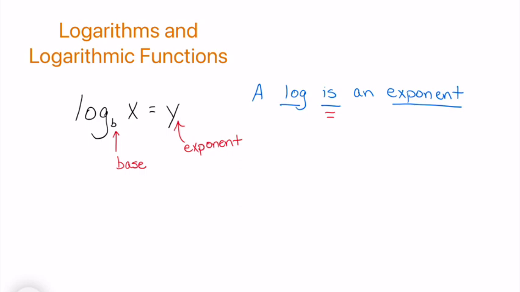So the base is b, the y then would be the exponent, and that would make x just the answer to our exponential equation. And the reason I say exponential equation is because we can rewrite a log as an exponential equation. If we have a base of b with an exponent of y, that would be the same thing as b to the y power, and it equals x, the answer. So b to the y power equals x.